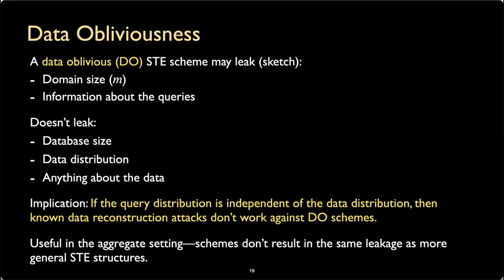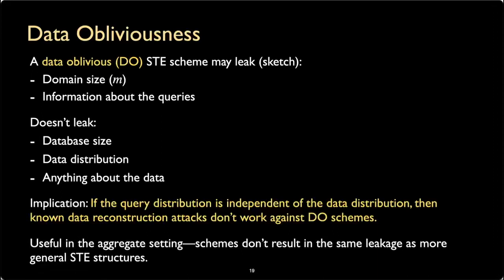As we discuss in our paper, this data oblivious idea is very useful in the aggregate setting because these schemes don't result in the same leakage as more general structured encryption structures would. This is because in some sense, the aggregate structures have reduced expressiveness compared to what you would see in the structured encryption structures, because they're only really returning a single constant size value as opposed to regular range query structures, which return accesses to multiple records, for example.